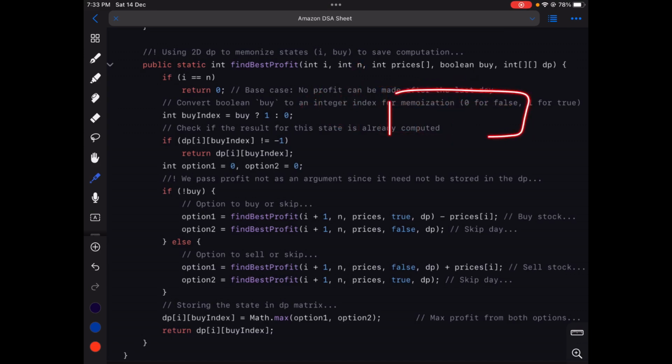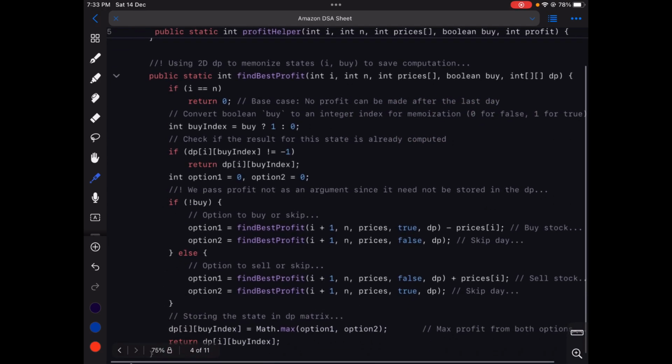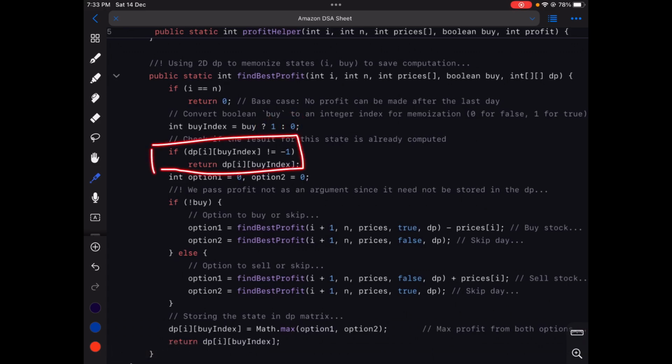But in this particular 2D matrix, or in this particular array or table, you do not have values for boolean. So that is why you need to convert it into an integer. Now if the state is not evaluated as of yet, or if the state is already computed, then you do not need to perform all these recursive calls. You will just end it at this particular point and give whatever output you have received.